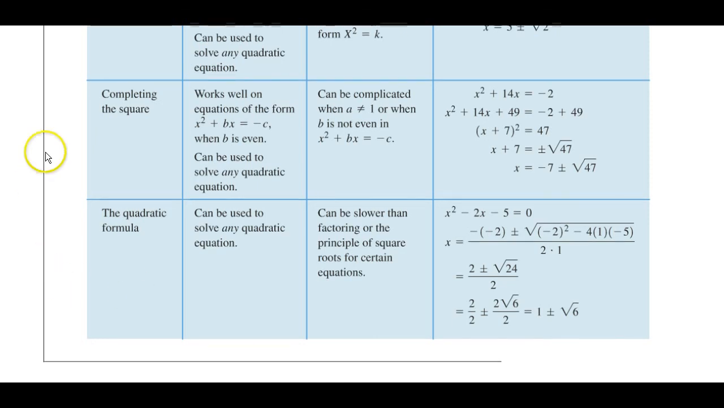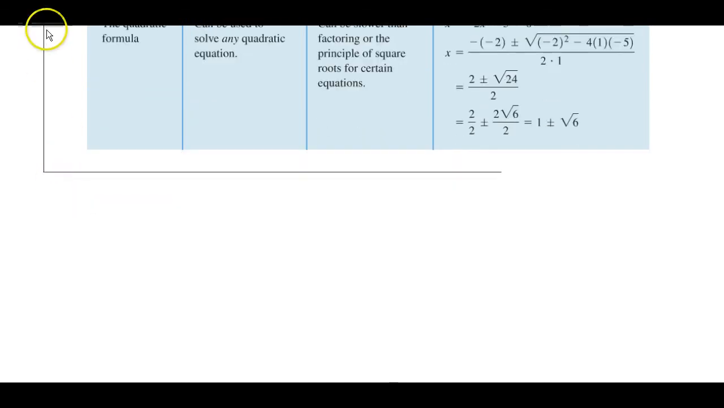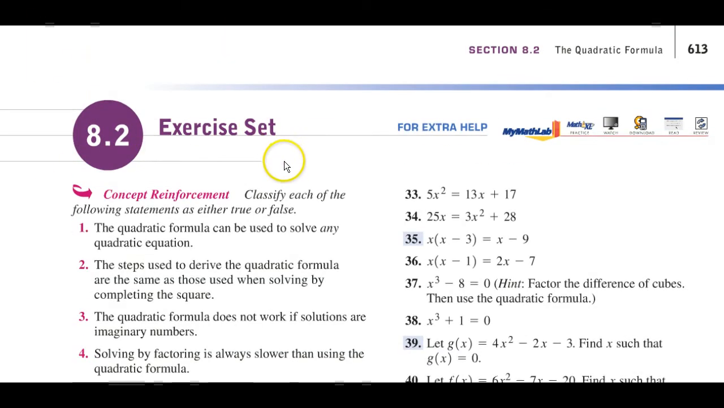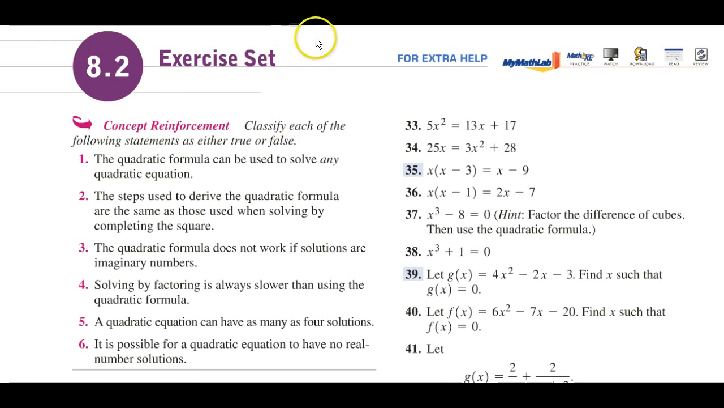Okay. As we complete section 8.2. Okay, this is a short one. The other one was long.